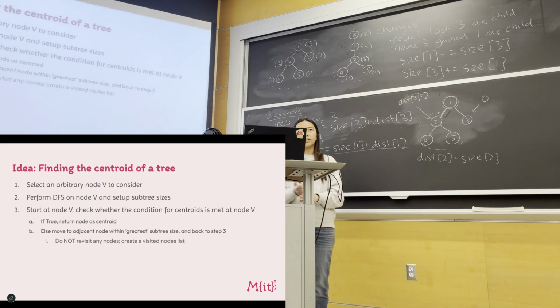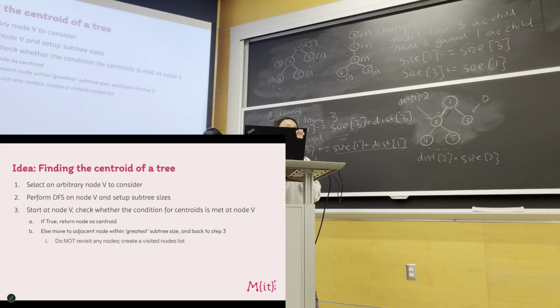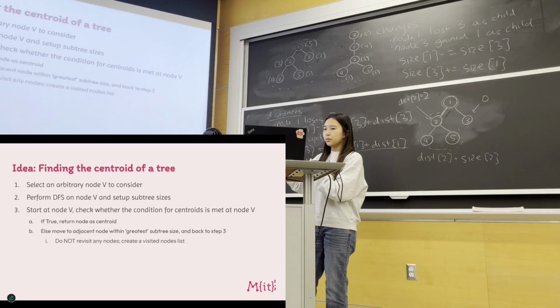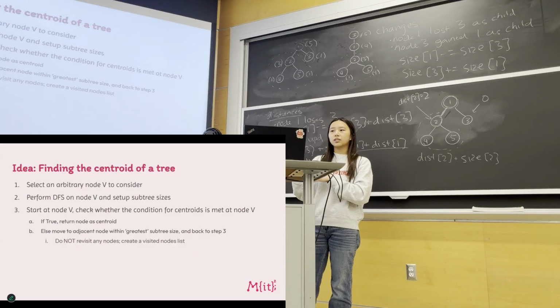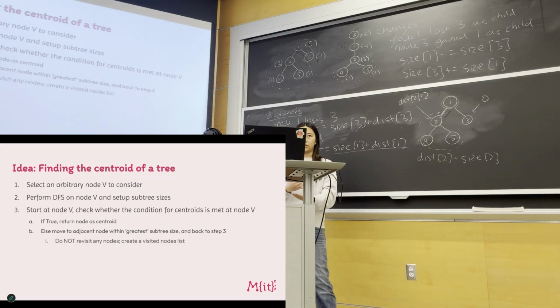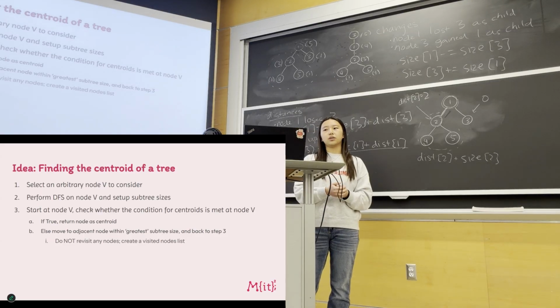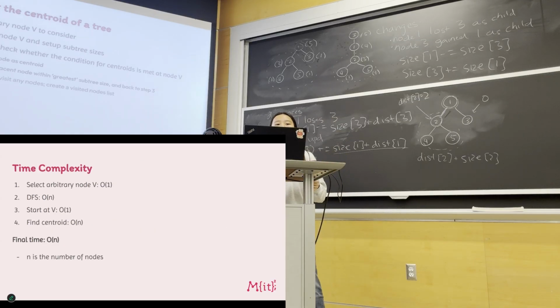The overall idea is we first select an arbitrary node V to consider, and then we perform DFS on node V and set up the subtree sizes. Starting from node V, we check whether or not the conditions for the centroid are met at V. If we do meet the conditions, we return that node as the centroid. If we don't pass the conditions, we move to an adjacent node that is within the greatest subtree, and then we go back to step 3 and repeat the process. However, we cannot revisit any nodes, so we have to create a visited nodes list, and that's some nuance that you have to consider.